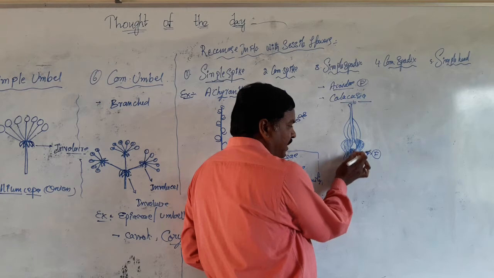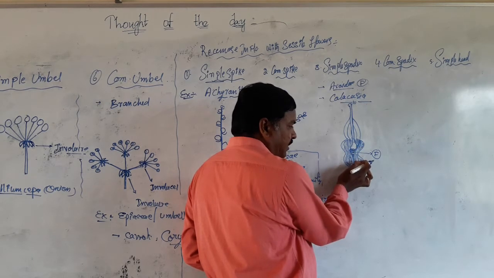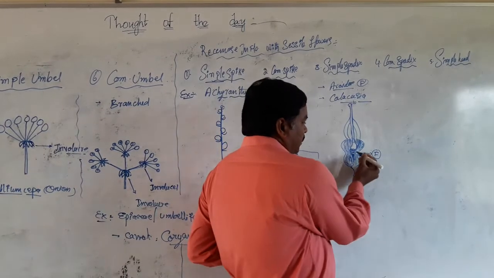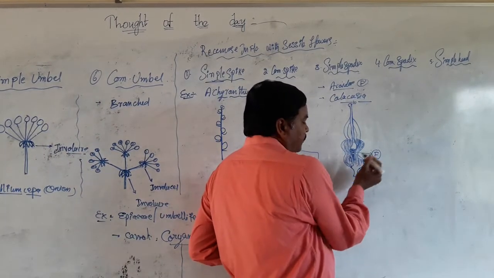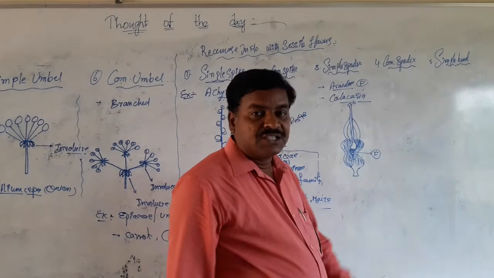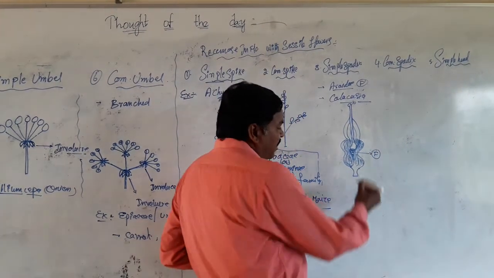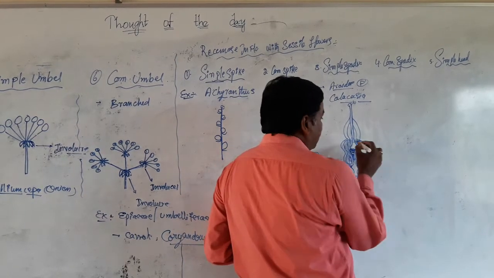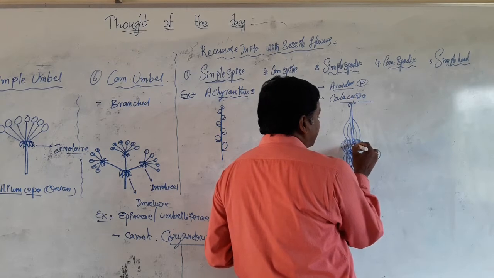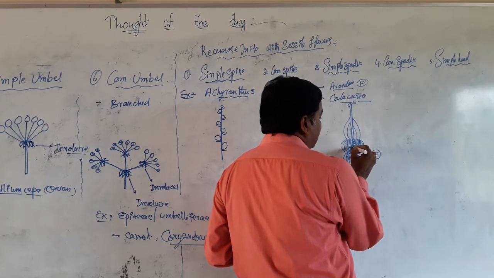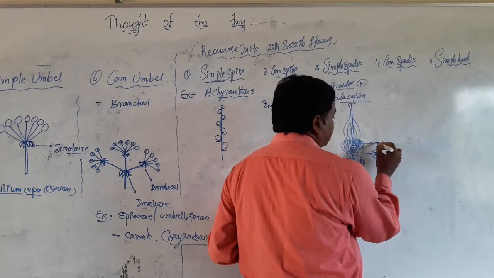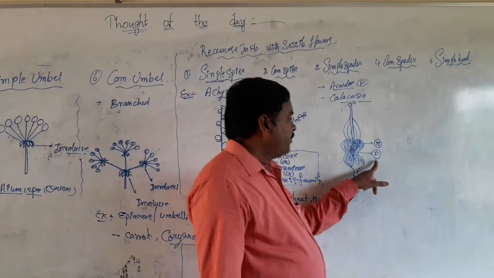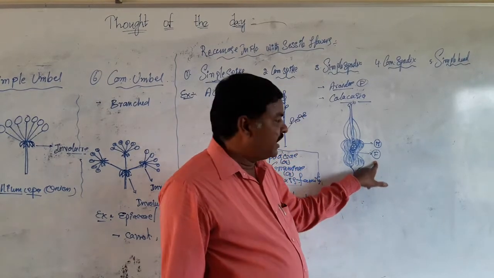So the peduncle is unbranched and it is fleshy. A number of female flowers are present at the base of the peduncle. Similarly, a number of male flowers are present at the tip of the peduncle. These are called male flowers. Okay? Female flowers are present at the base, male flowers are present at the apex.